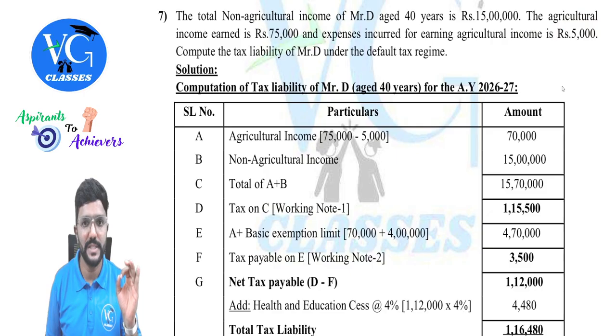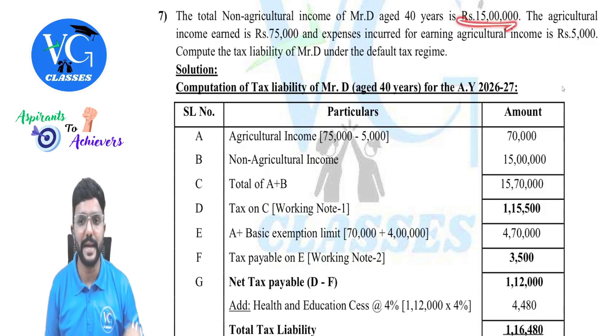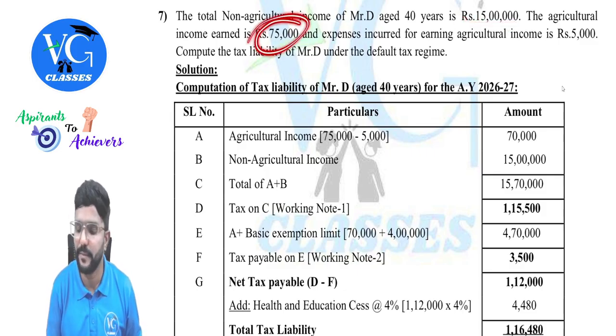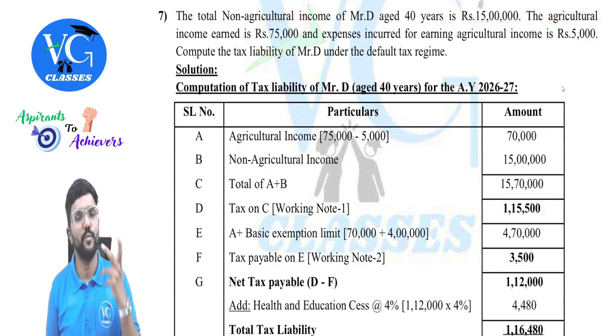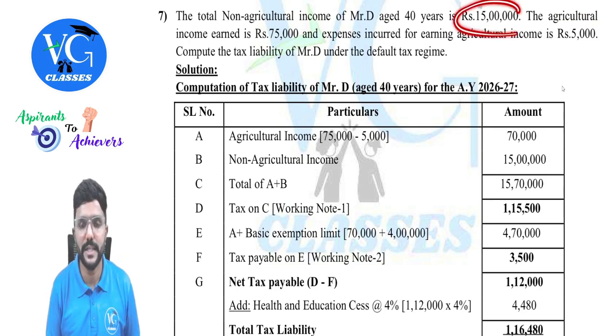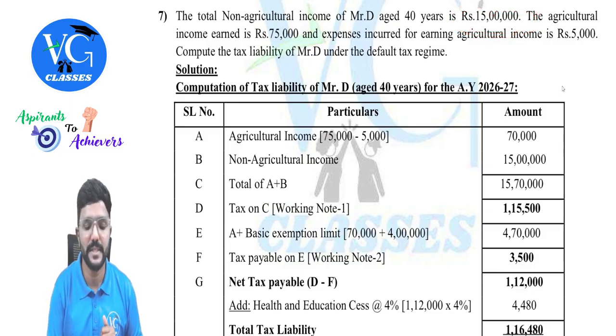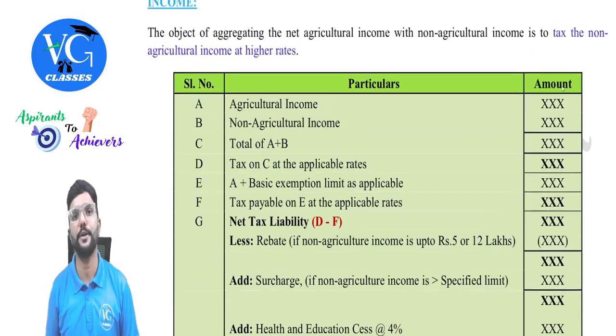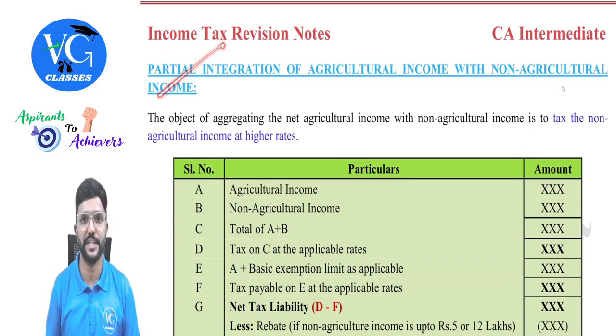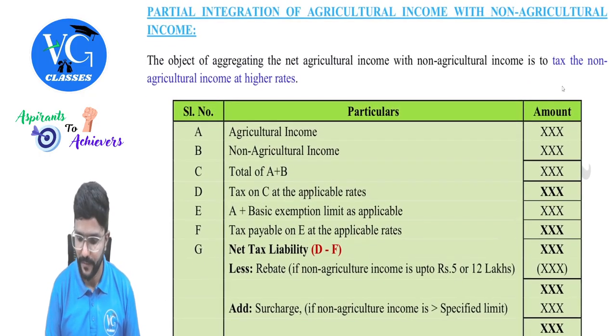First of all, who is the assessee? Individual. What is his non-agriculture income? 15 lakh. Agricultural income 75 minus 5, 70,000, which is more than 5,000. So non-agriculture income is more than the basic exemption limit and agriculture income is more than 5,000. Should we apply this concept, guys? Yes, we need to apply the partial integration. Okay, so let us apply.